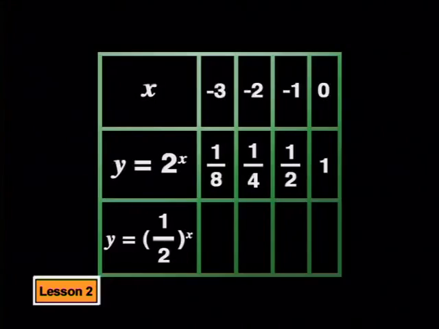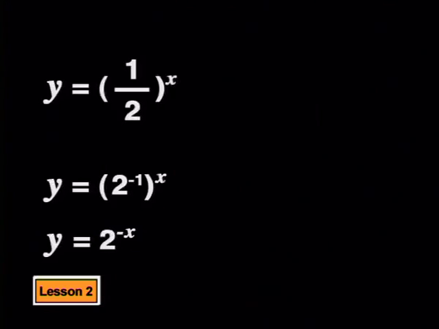To see what happens to this graph, let's work out some values for x and y. If we add them to the table we used for y equals 2 to the x, then we can compare these two functions with each other. For our calculations, it will help to write a half as 2 to the power of -1.